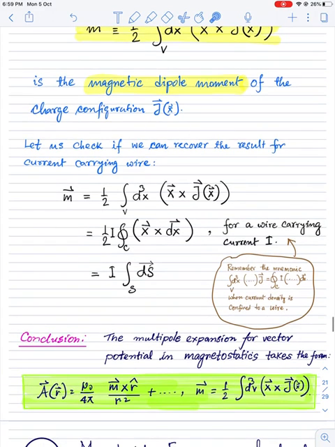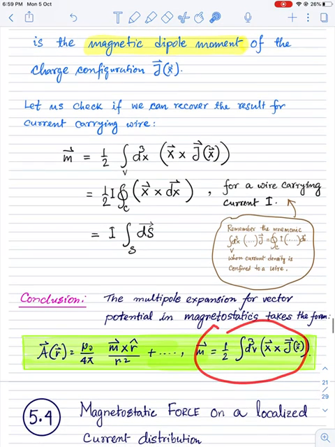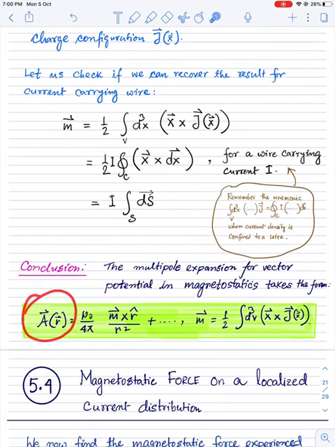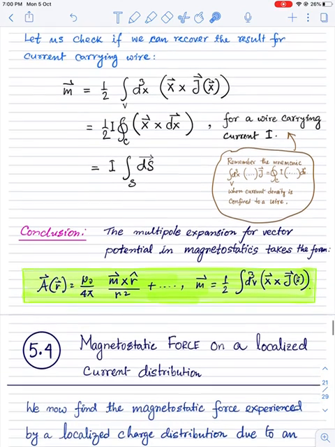I'm just encouraging you to practice a lot of problems where you find the magnetic dipole moment of a given current configuration. Once you have found the magnetic dipole moment, we can immediately compute the vector potential. And as an exercise, you are going to compute this. I have left it as an exercise.